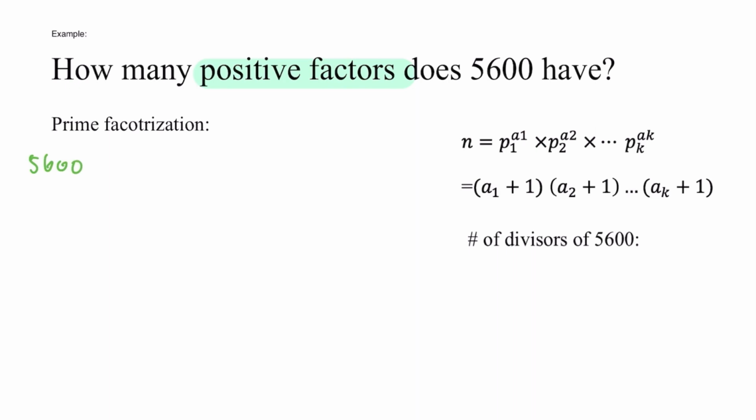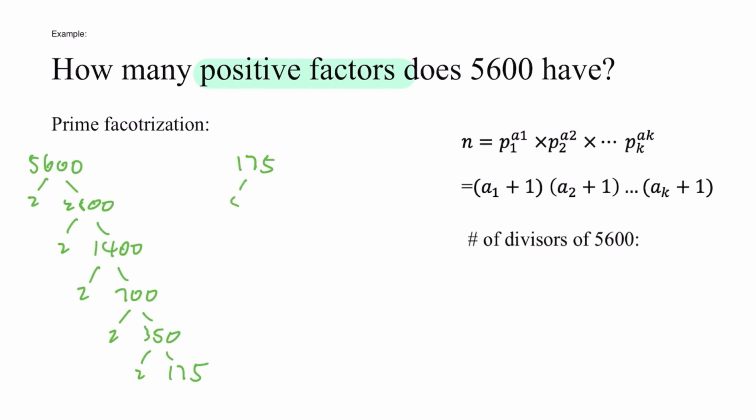5600, the last digit is 0, so we can first divide it by 2, and that is 2800. 2800 divided by 2 again, 1400 divided by 2 again, 700 divided by 2 again, 350 divided by 2 again, 175 divided by 5, since 5 is a prime number, which is 35 divided by 5 again, that is 7, and 7 can divide itself because 7 is a prime number, and that leaves us 1.